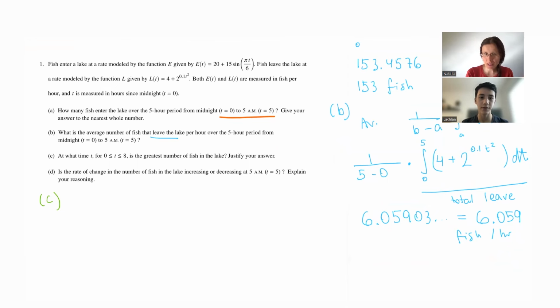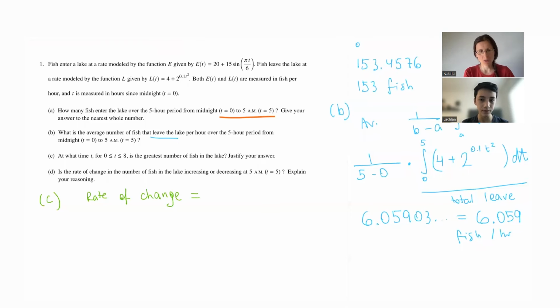Oh, we want to find the critical points of the number of fish. So this number of fish is given by the number that enter minus the number that leave, or we're looking at the rate of fish that enter the lake minus the rate of fish that leave the lake. So E of t minus L of t, and this needs to be equal to 0 because this is going to give us the critical point of this function, which is the rate of change of the number of fish in the lake.